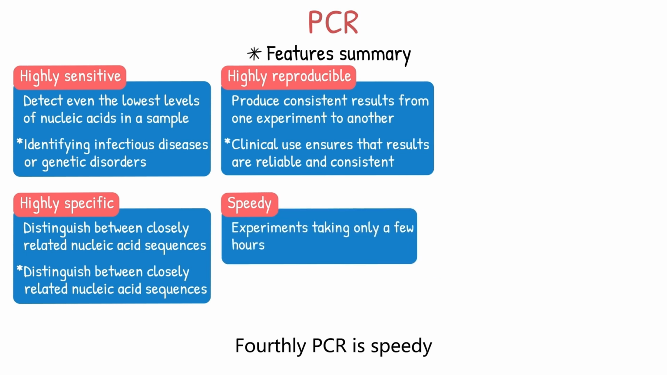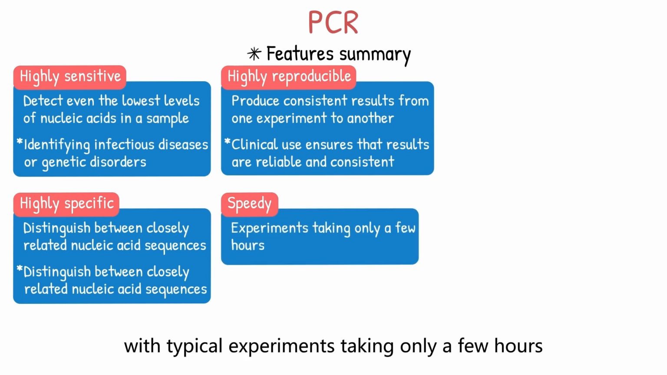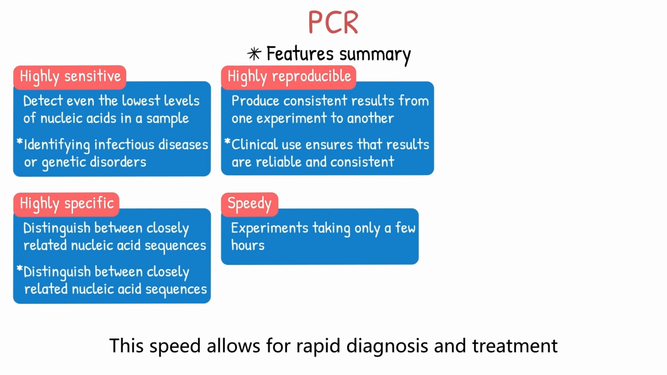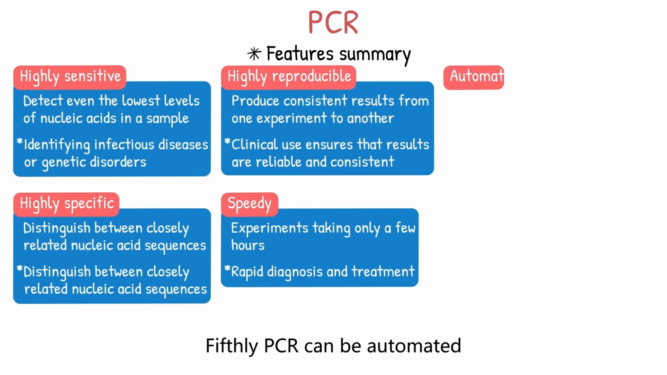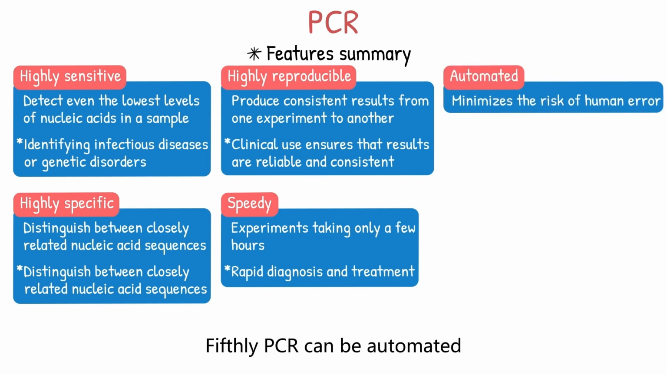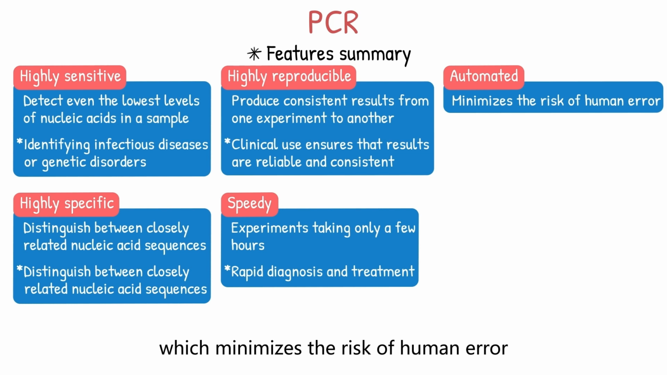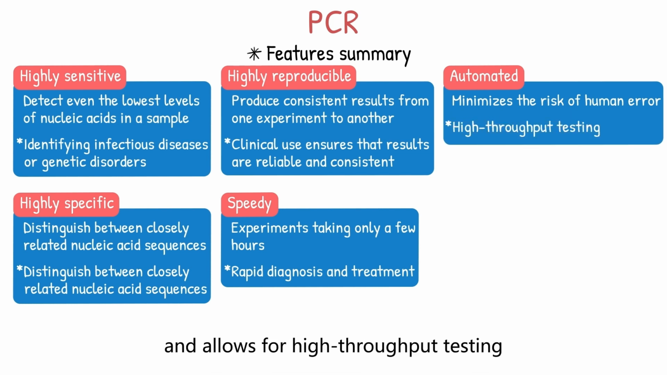Fourthly, PCR is speedy, with typical experiments only taking a few hours. This speed allows for rapid diagnosis and treatment, which can be life-saving in some cases. Fifthly, PCR can be automated, which minimizes the risk of human error and allows for high-throughput testing.